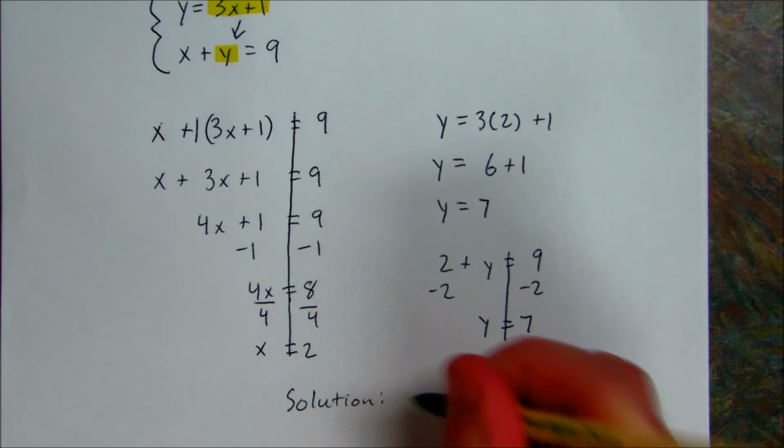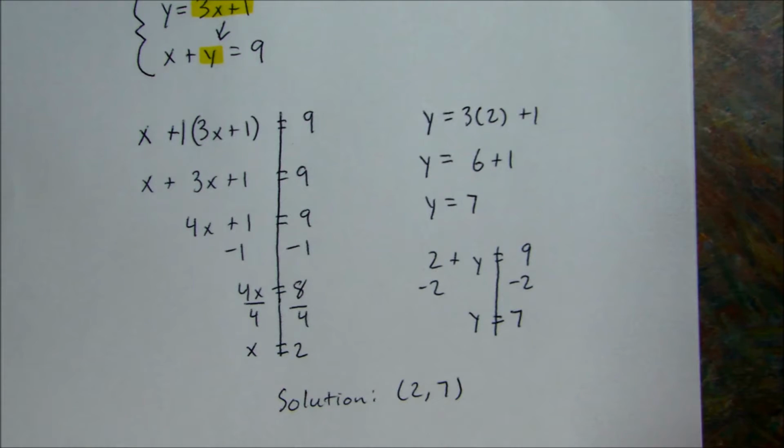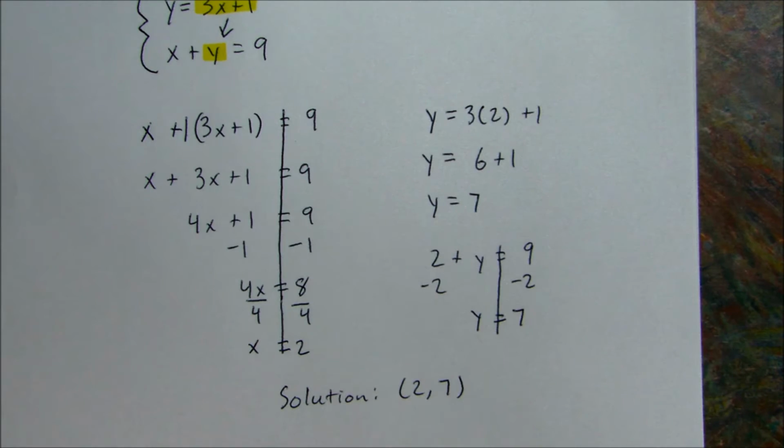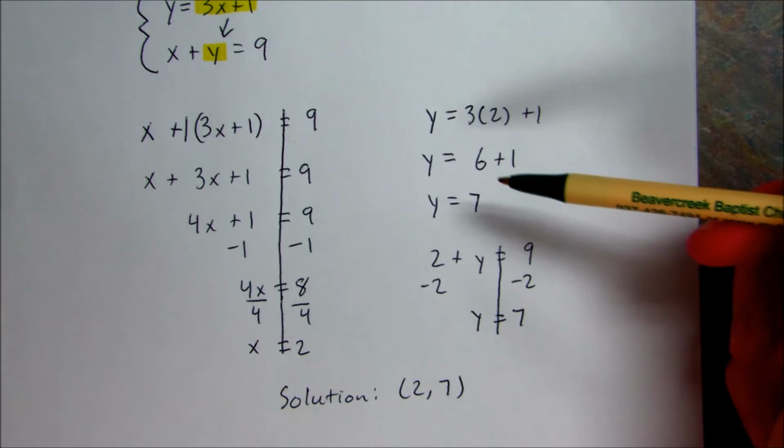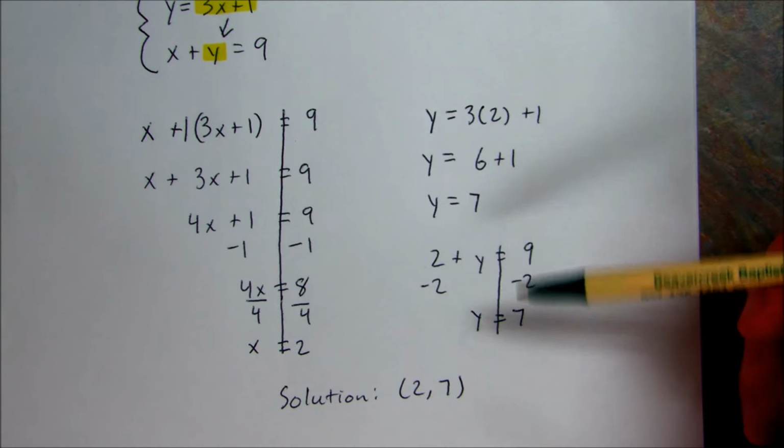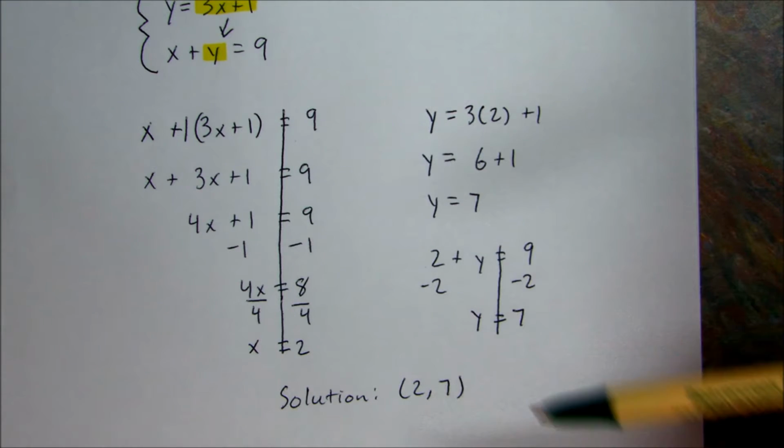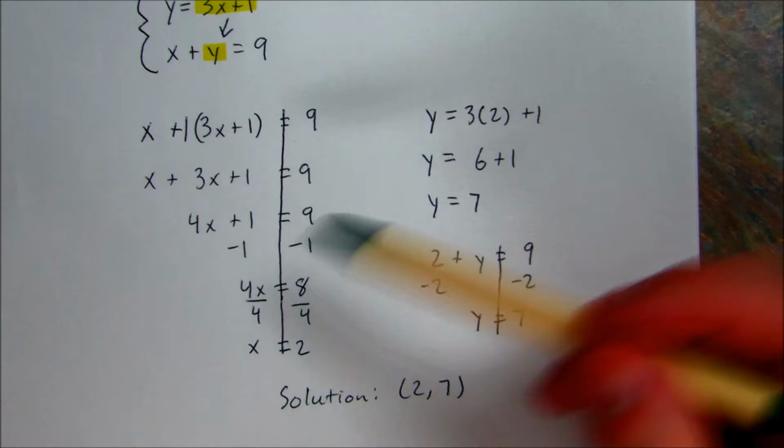my solution is the point (2, 7). This is a great way to check your answers. If you plug in the number into both equations, you have to get the same y value. If you don't get the same y value, you did it wrong, and you need to go back and look at your original problem.